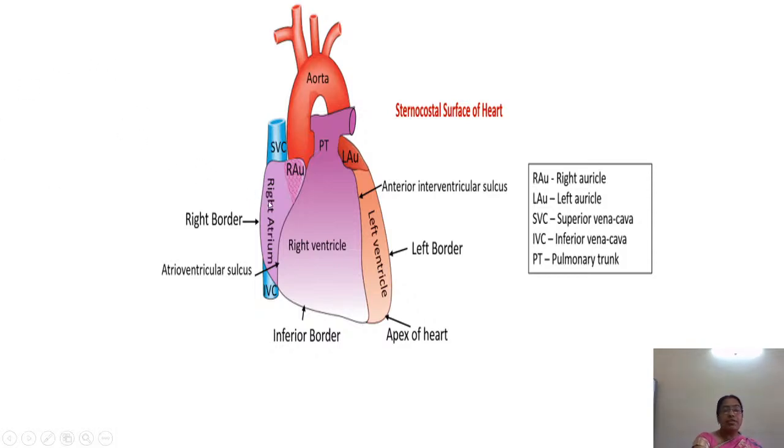This right atrium is present on the sternocostal surface of the heart. I think by now you know what the sternocostal surface is. When we were doing the external features, it was said that the surfaces of the heart are the sternocostal surface, diaphragmatic surface, and right and left pulmonary surfaces. So on the sternocostal surface, you will see the chamber called the right atrium.